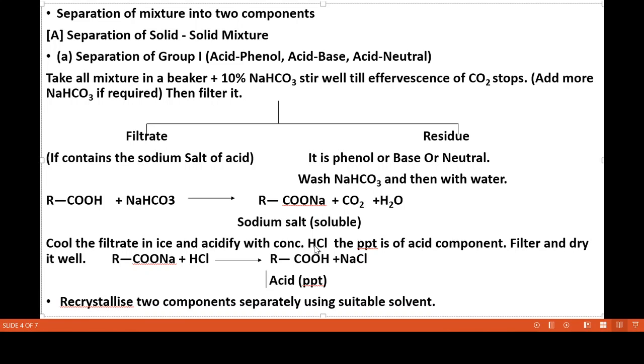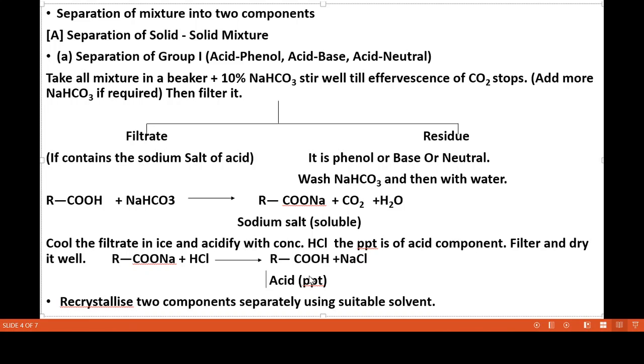So what exactly happened? Our filtrate is nothing but the sodium salt which is soluble. This is a sodium salt. And we add concentrated HCl. That means this Na combined with this Cl and there is a formation of NaCl. And this hydrogen gets attached to this Na position. So we get the acid, and this acid is obtained in the form of precipitate. So we are getting the compound in the form of solid.